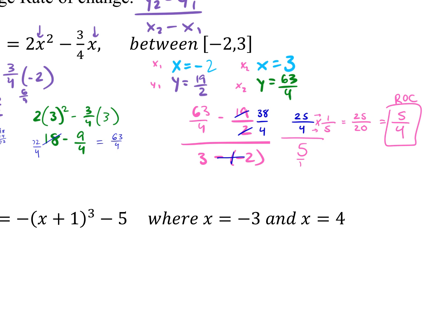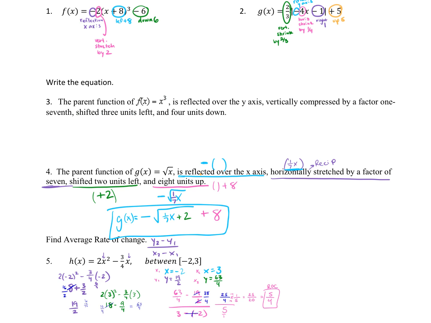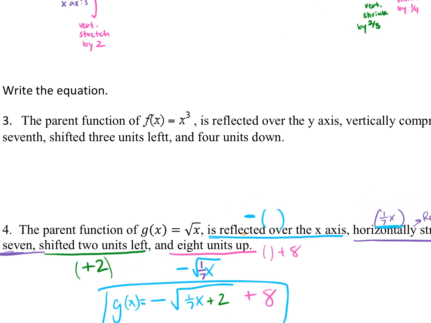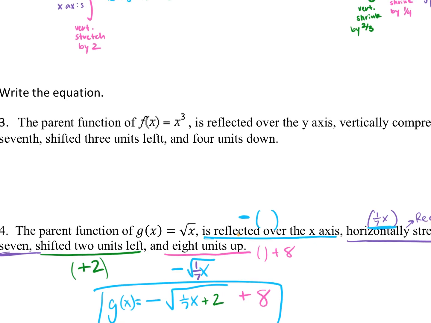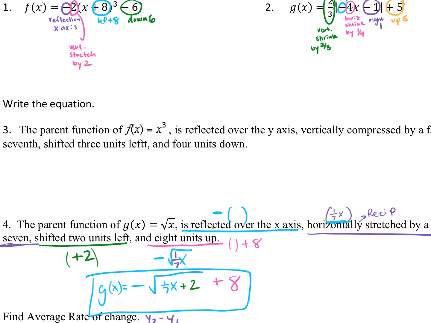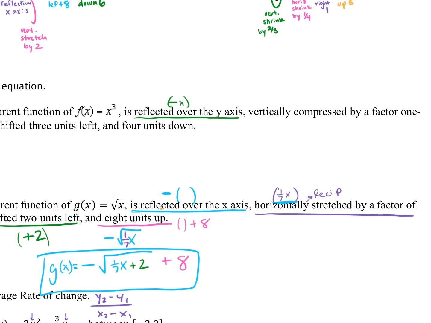Yes. So let's take a look at number 3. So for number 3, our parent function is x cubed. It's reflected over the y-axis. So if we have a reflection over the y-axis, what does that mean? Negative is on the inside. So right now we have a negative x cubed.